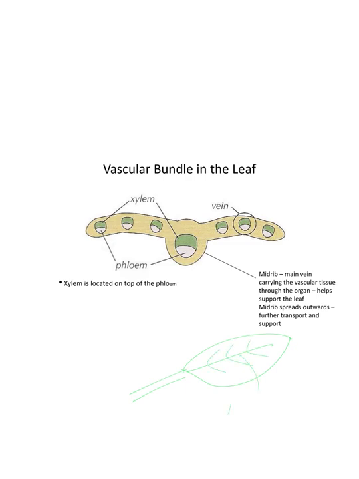Okay, so we have our midrib, and there's going to be veins that branch off it. As you can see, the xylem is located on top of the phloem. Again, this is to provide support. That midrib carrying the vascular tissue helps support the leaf and keep the leaf upright, and in doing so, it allows it to capture sunlight and carry out photosynthesis.